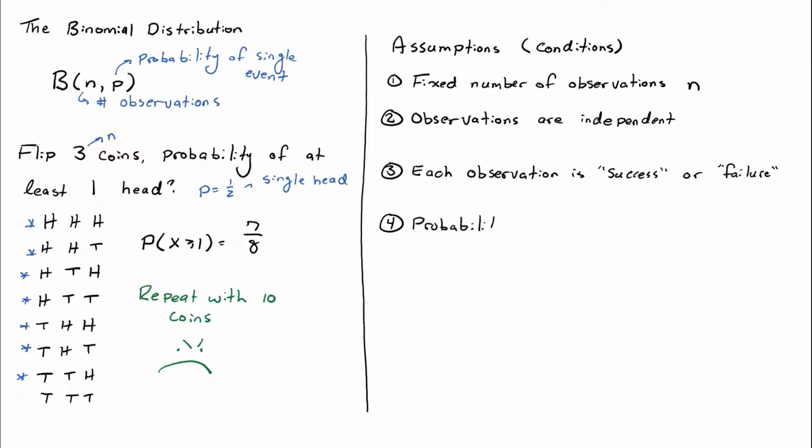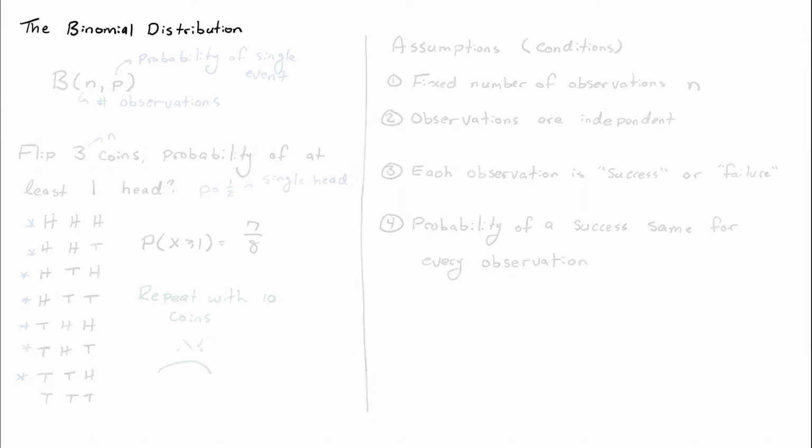Finally, the probability of success is the same for every observation. Think about having several independent decks of cards, each with a different number of red cards. You pull a card from each deck. The observations are independent, but the probability of pulling a red card is different for each observation. You need to check these 4 conditions before you use the binomial distribution.